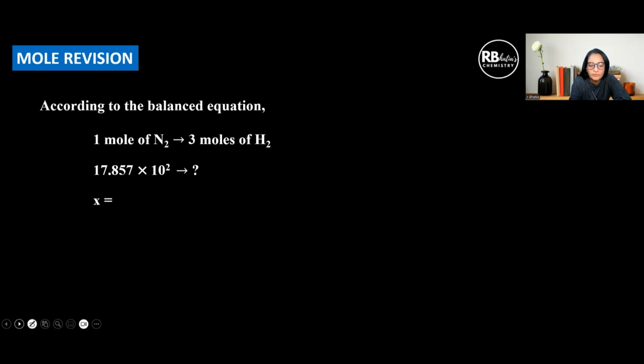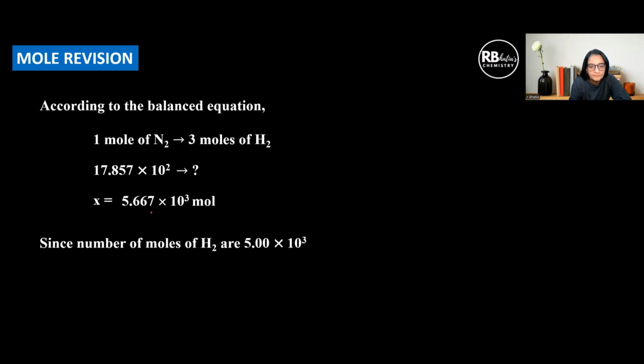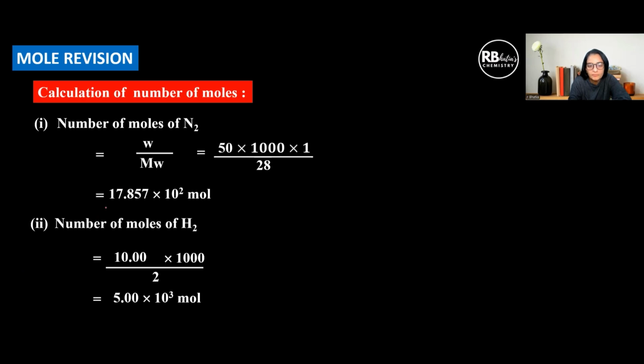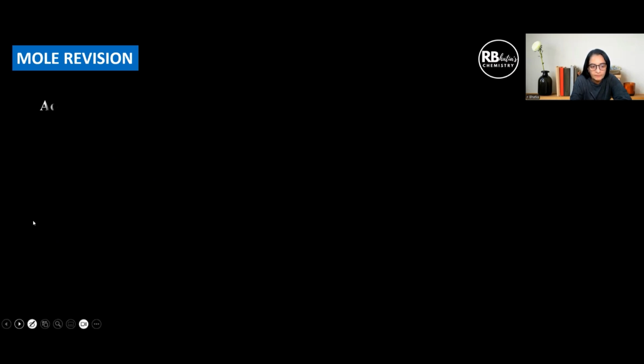Right? According to the balanced equation, 1 mole of nitrogen gas gives 3 moles of hydrogen gas. So these many moles should give how much? We can calculate. Simply multiply this with 3. We're going to get the number of moles of hydrogen. 1 mole of nitrogen requires 3 moles of hydrogen, 17.8576 moles. From where did we get this value? If you look at this previous number, we have these many moles of nitrogen and these many moles of hydrogen. This is what is available to us, right?